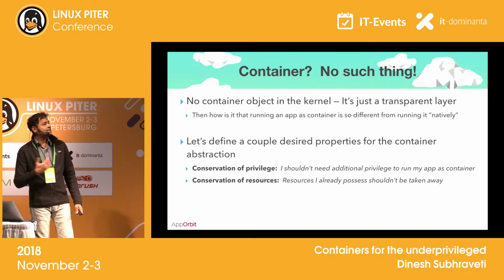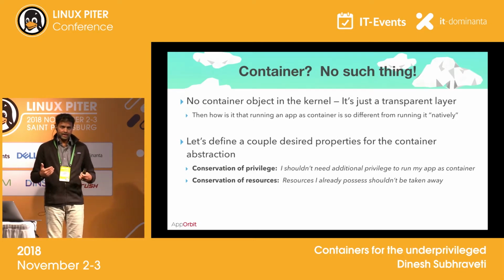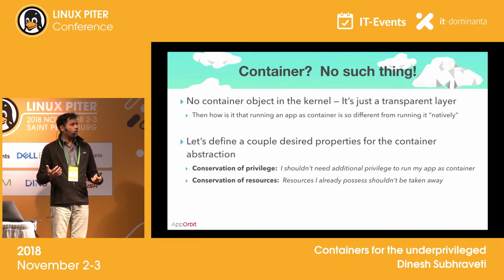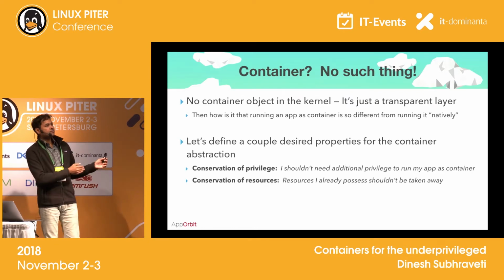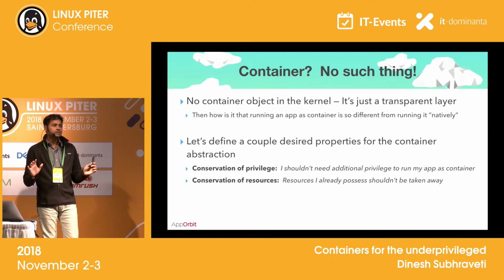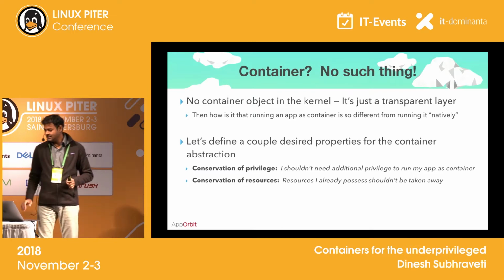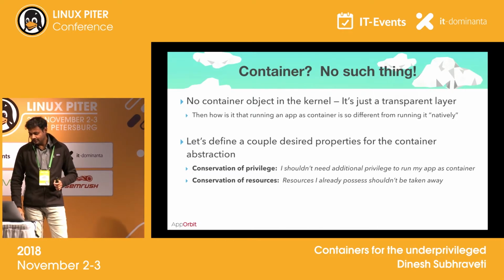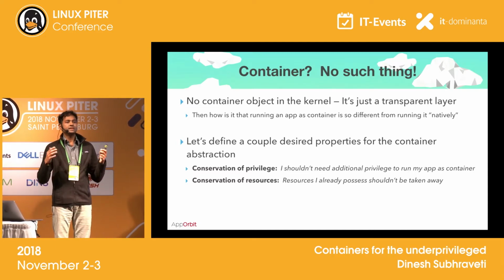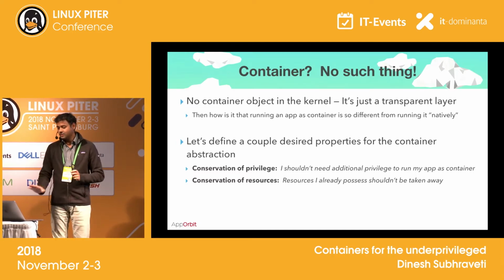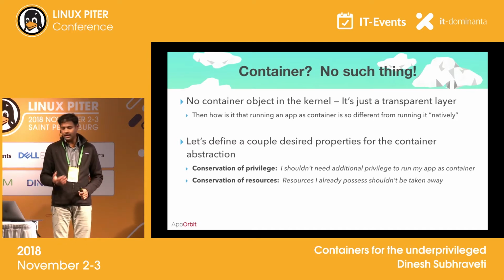Let's step back a little bit and define what this container abstraction should really be like. What would be desirable properties for the container abstraction? Some of this theory helps us to ask the right questions, and then the implementation can align to the conclusions drawn from that conceptual model. So, what should the container behave like? I came up with these terms: conservation of privilege and conservation of resources.